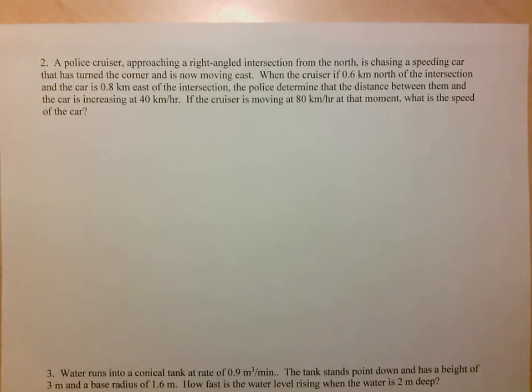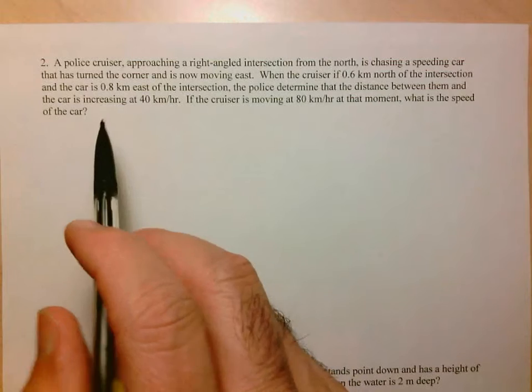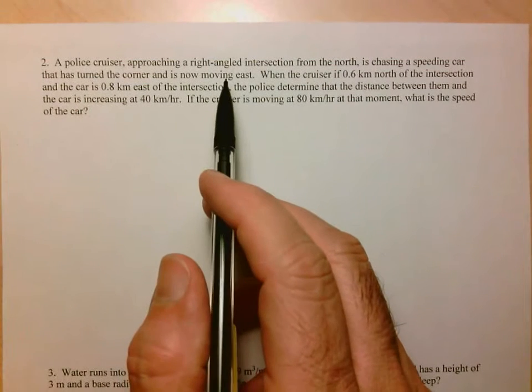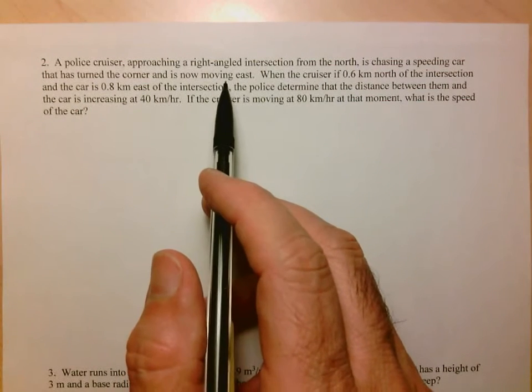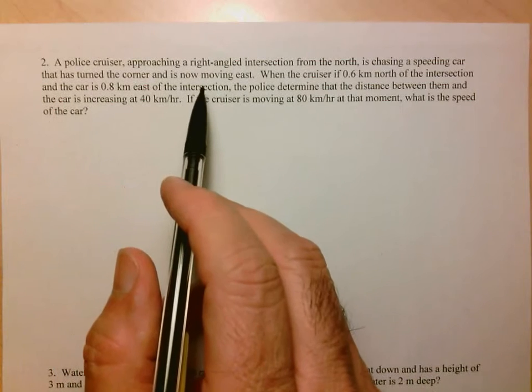Hi folks, we're going to take a look at question 2 from the related rates sheet. Okay, so let's read the question. It says a police cruiser approaching a right-angled intersection from the north is chasing a speeding car that has turned the corner and is now moving east.